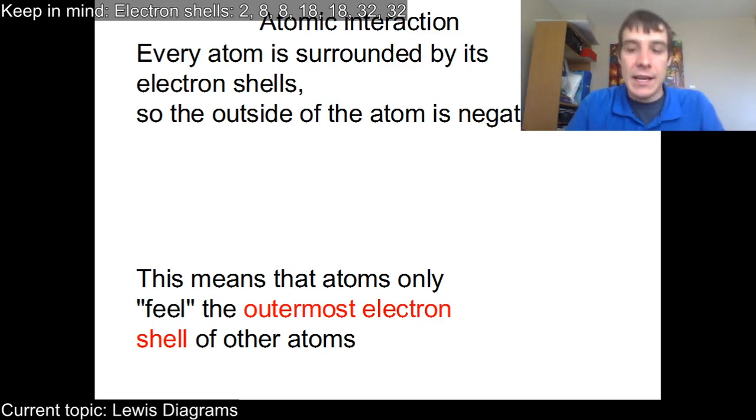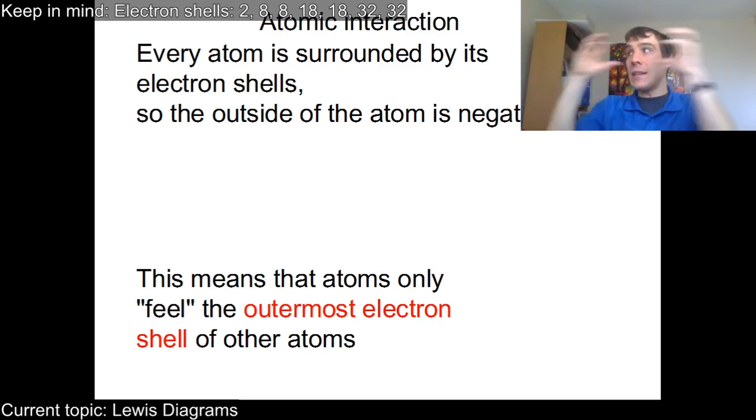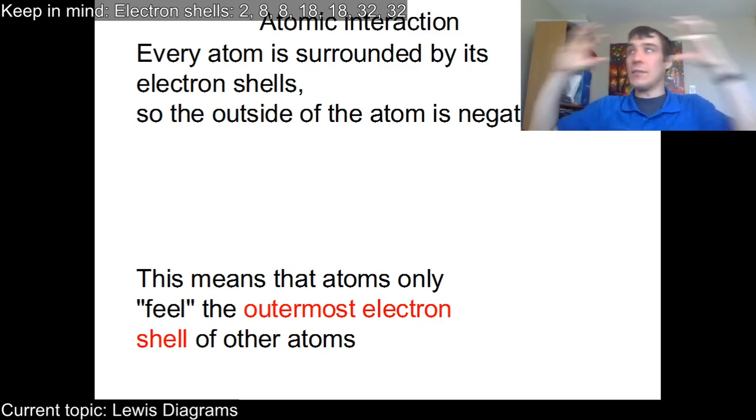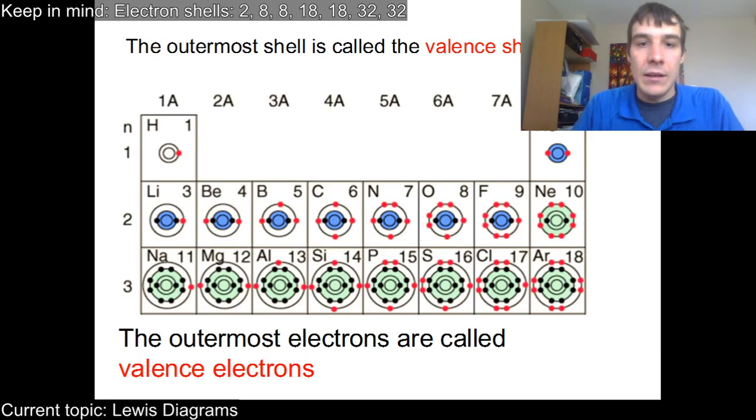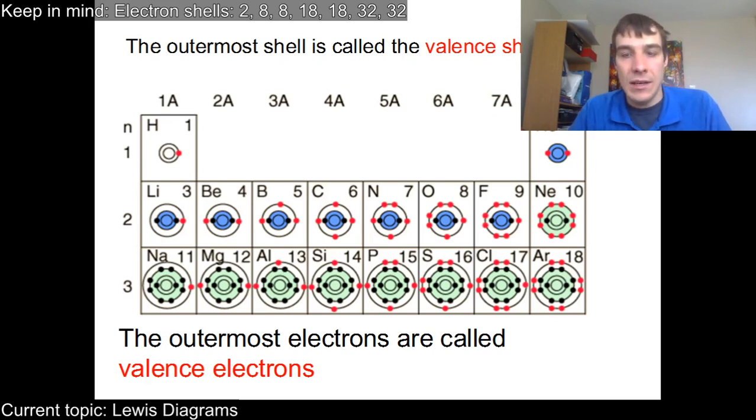The nucleus is still pulling on those negative electrons, but when two atoms get near each other, those negative electrons are going to feel each other, and they're going to go away from each other, like two balloons hitting each other, right? So that's why the outermost shell is so important. We call it the valence shell, from Latin. The valence shell is the outside shell.